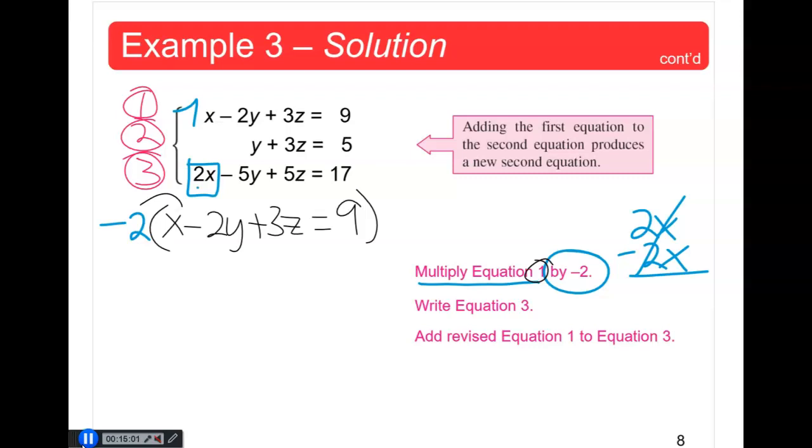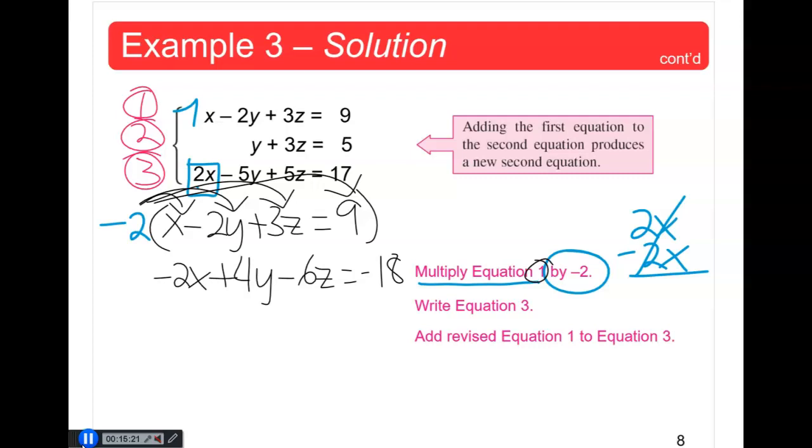So negative 2 times x will give us negative 2x. Then negative 2 times negative 2y will give me positive 4y. Then negative 2 times 3z will give me negative 6z. And then negative 2 times 9 will give me negative 18. So now I'm going to follow the steps here. I'm going to write equation number 3. So that is 2x minus 5y plus 5z equals 17.